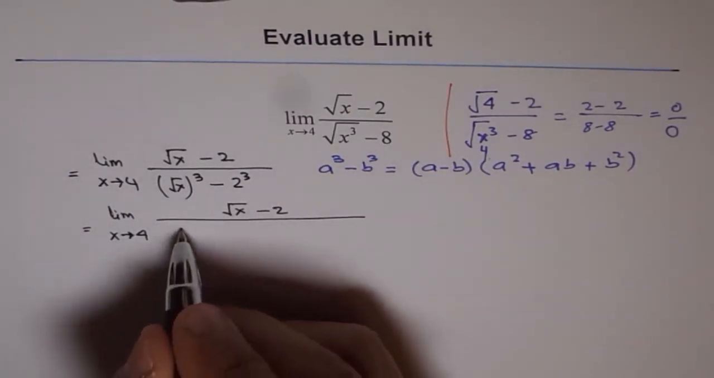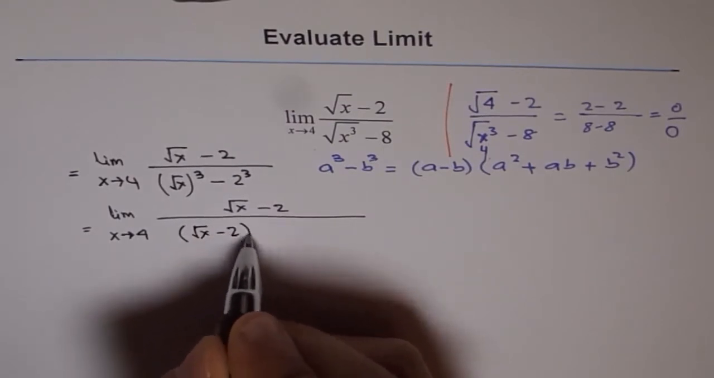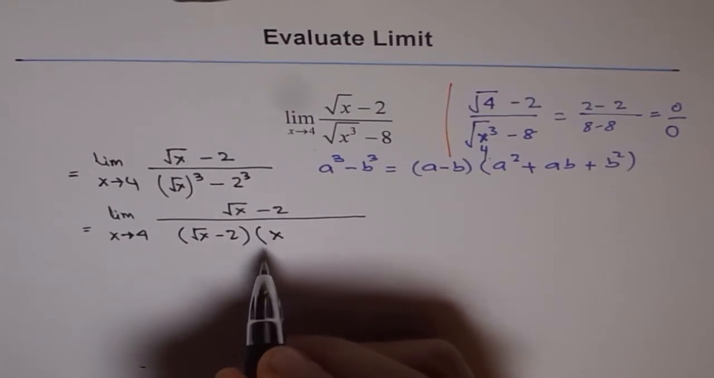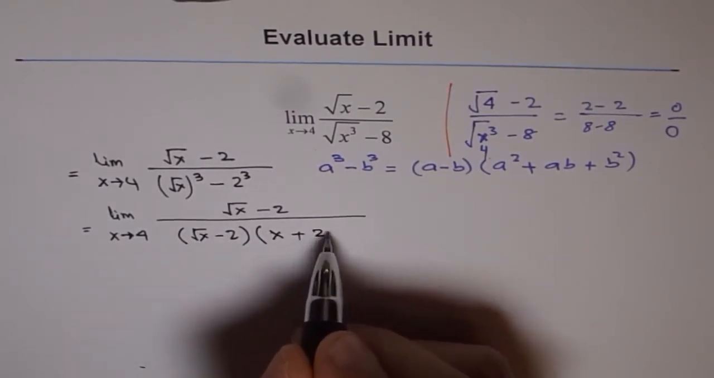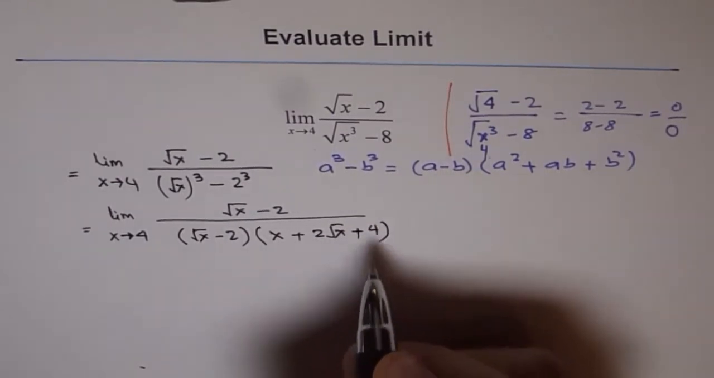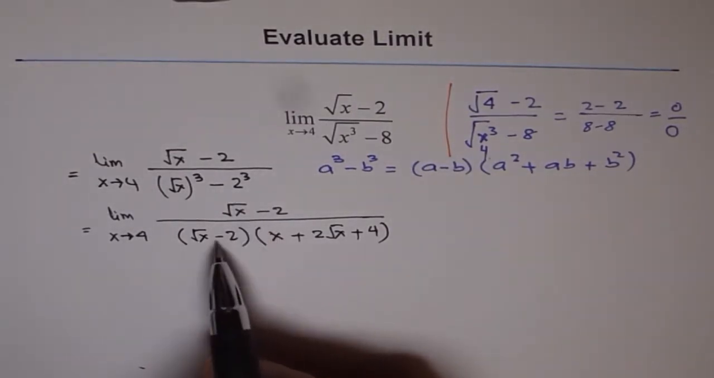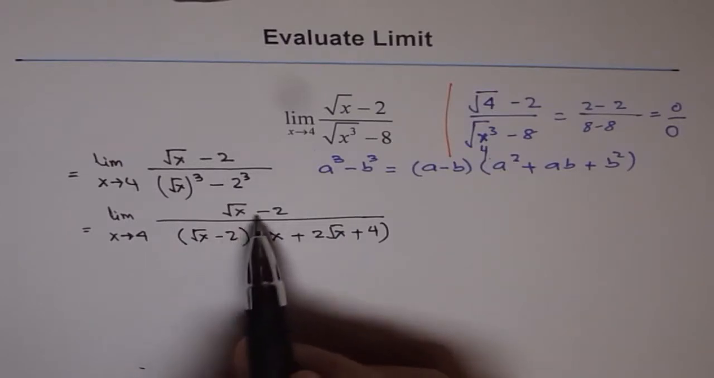So we'll write this as a minus b, that is square root of x minus 2, times a squared, and the square of square root of x is x, plus ab, which is 2 times square root of x, plus b squared, which is 4. So that's what we get. Now look here, we have a common factor. This is what we were looking for, right? So this can be cancelled.